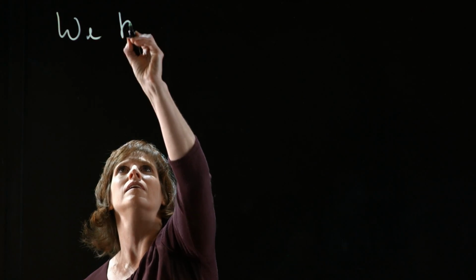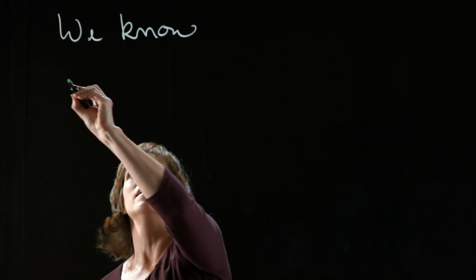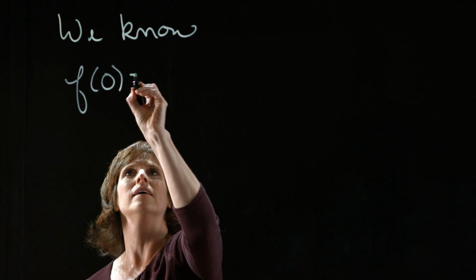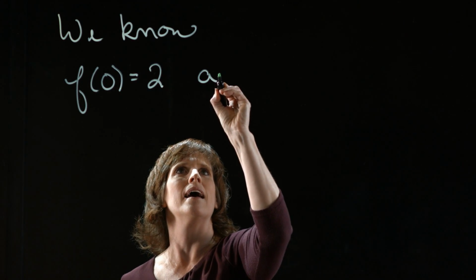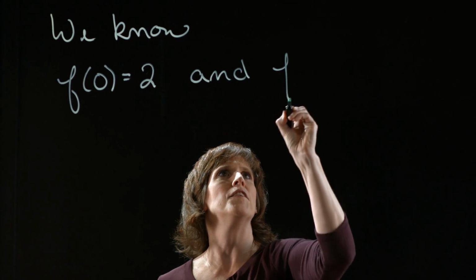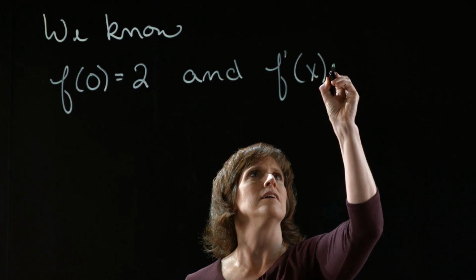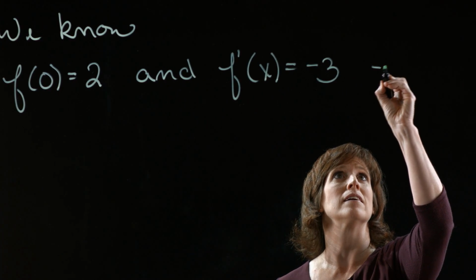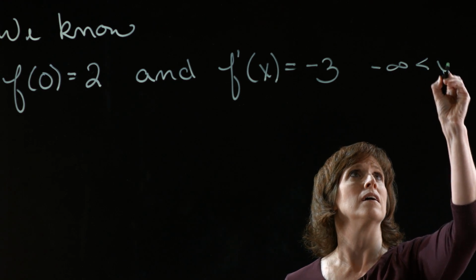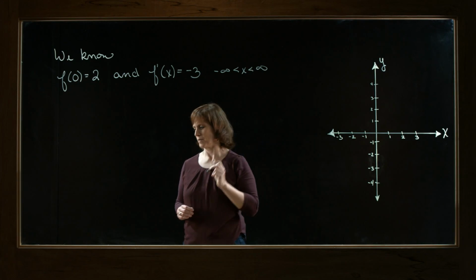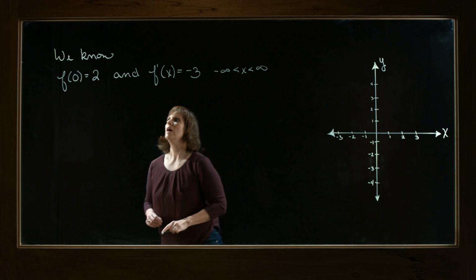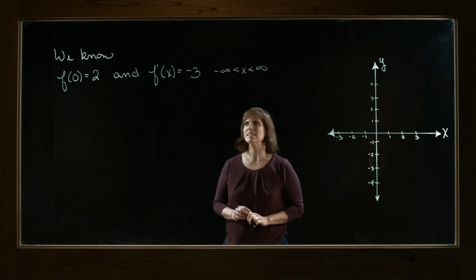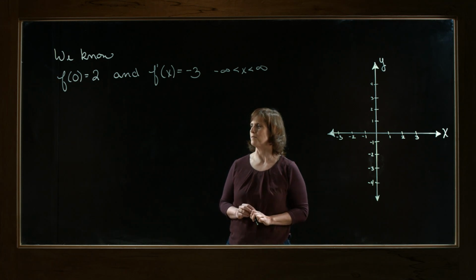We know that f of 0 equals 2, and that the derivative of the function is going to equal -3 for all values of x. All right, so what does this actually tell us about the function in question?